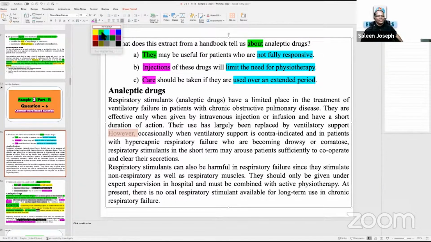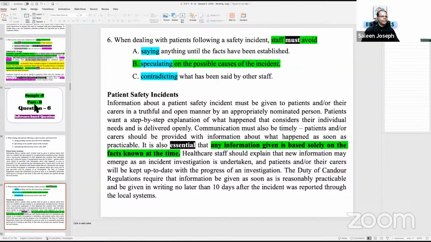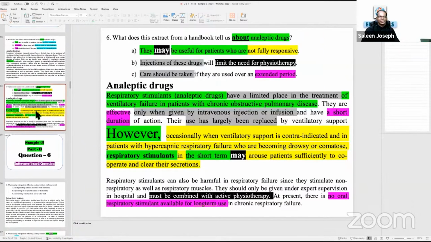However, yes. "However, occasionally, when ventilatory support is contraindicated and in patients who are becoming drowsy or have respiratory disturbance, in the short term it may arouse patients sufficiently to cooperate and clear their secretions." Ventilatory support is contraindicated, so patients are not responding. You have "may" here in the first answer option. Modal verbs also give you a clue to the answer. Here it says "may arouse patients sufficiently to cooperate and clear their secretions."